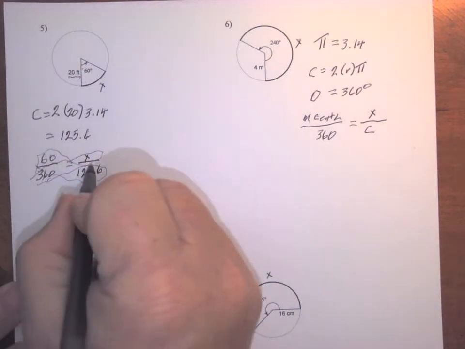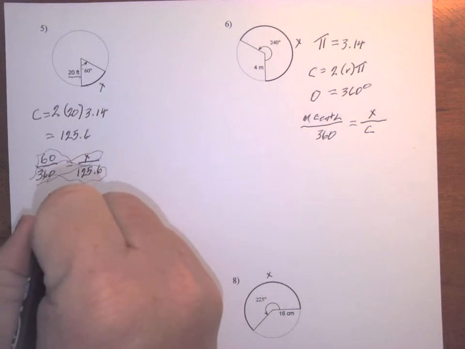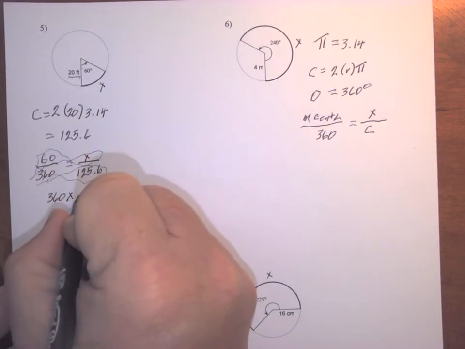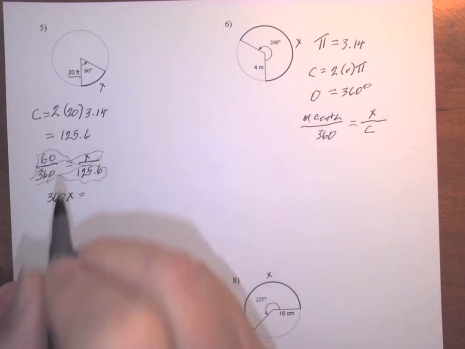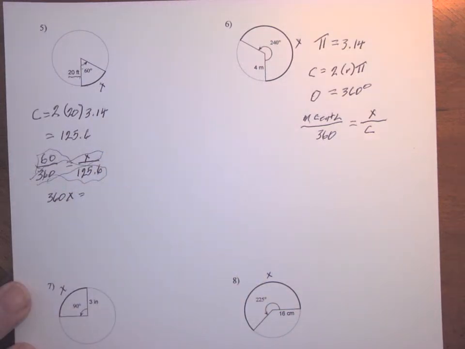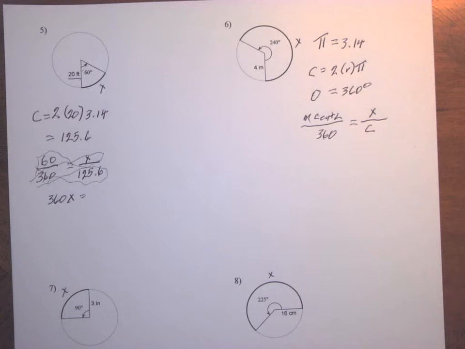So 360 times x is 360x. Has got to equal 60 times 125.6. Well, 60 times 125.6, let me get my calculator because I can't do that one in my head. 60 times 125.6 is equal to 7,536.